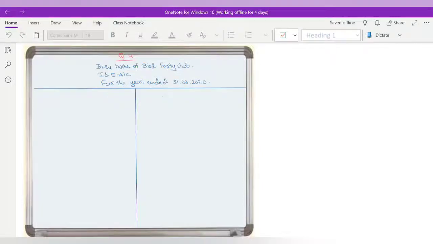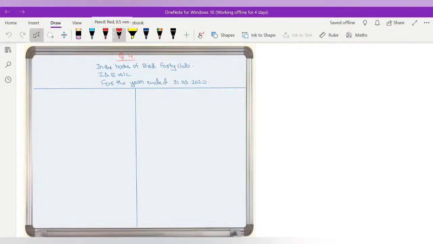We have seen what is a non-profit organization and what are the final accounts to be prepared in case of a non-profit organization. In that we have seen the receipts and payment account, which is similar to your cash book, right? Where your opening balance of cash and bank will be recorded first. Then after writing the cash and bank account, we will write all the receipts on the left hand side and all the payments on the right hand side of your receipts and payment account.